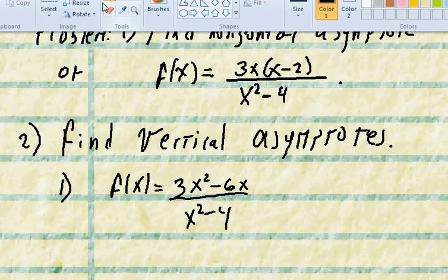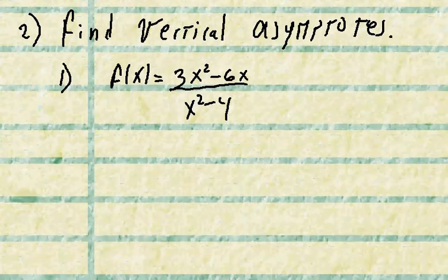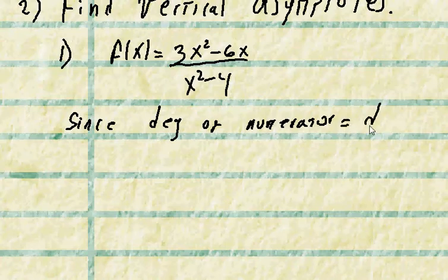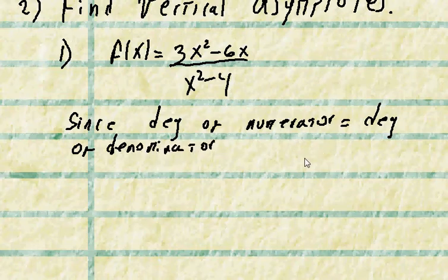Now I know that because the numerator in this rational expression is of degree 2, and the denominator is of degree 2, the limit of f of x as x approaches infinity is going to be equal to 3. Let me actually write that down. Since the degree of the numerator equals the degree of the denominator, we know that the limit of f of x as x approaches infinity is going to be the leading coefficient of the numerator over the leading coefficient of the denominator.